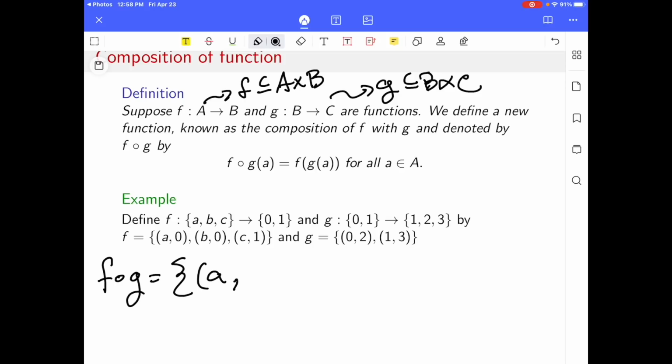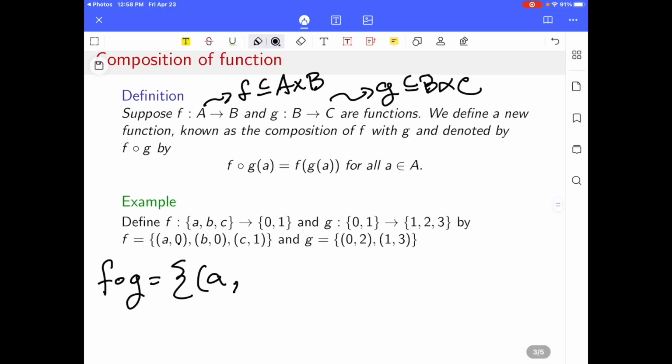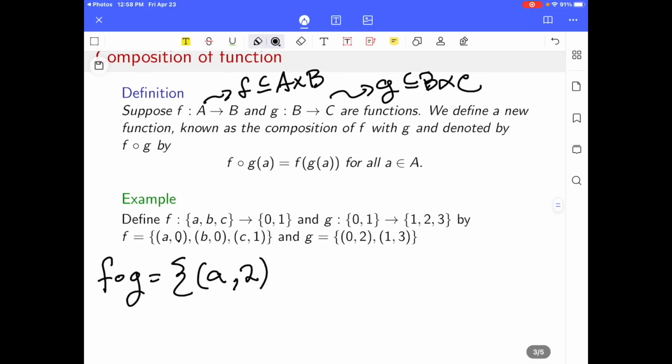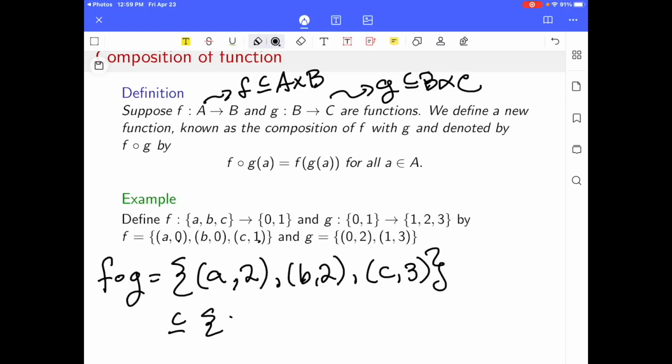So let's see, a is paired with 0 in f, and then 0 is paired with 2 in g. So that means in the composition, it's paired with 2. And then similarly, b will also be paired with 2, for the same sort of reason. And then finally, we could see that c is paired with 1 via f, and then 1 is paired with 3 via g. So in the end, c is paired with 3. So that's our composition of f with g as a subset of {a, b, c} cross {1, 2, 3}.